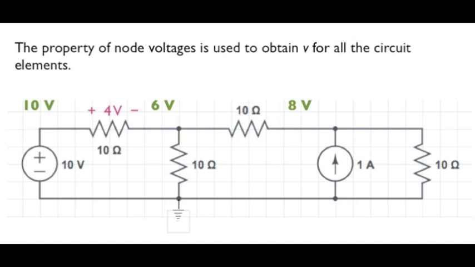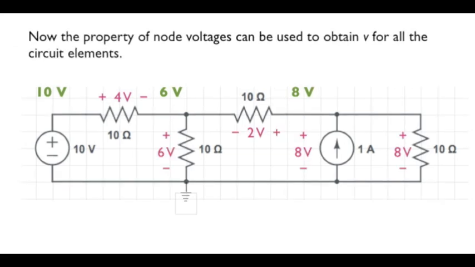It's especially straightforward to find the element voltages once we have the node voltage values. For example, the 10 ohm resistor on the left-hand side of the circuit we see has 4 volts across it. It's the node voltage at the element's plus polarity reference mark minus the node voltage at the element's negative polarity reference mark. Continuing for the voltages associated with the rest of the circuit elements, the results are shown here. Take a moment to look at them.